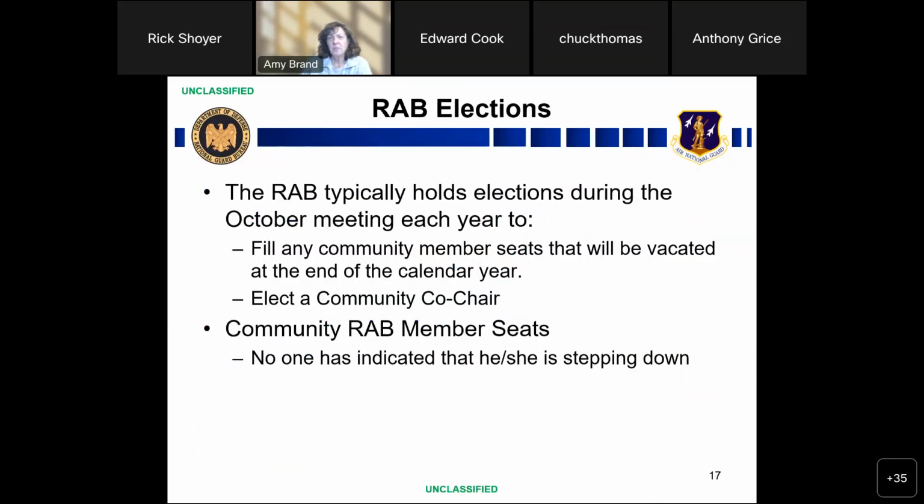Okay, we'll move on to RAB elections. So the RAB typically holds elections during the October meeting each year to fill any community member seats that will be vacated at the end of the year and to elect a community co-chair. Nobody has indicated that he or she is interested in stepping down from their RAB member seats. So we did not solicit for any new members for community RAB members. Next slide, please.